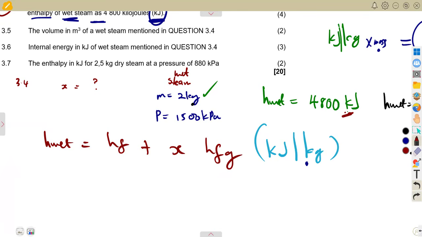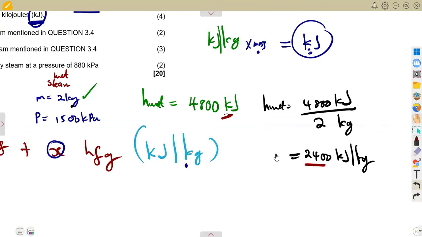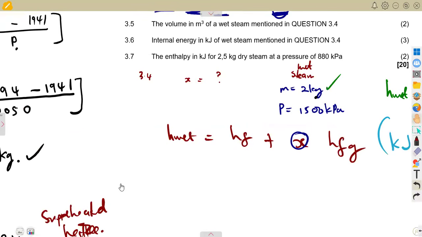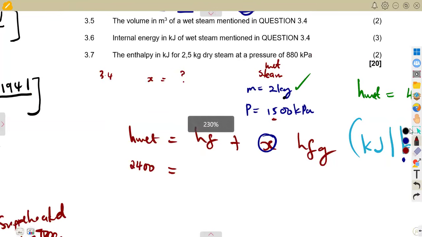If we're to use the mass, let me finish this one. So we're going to make X the subject. Remember, we need X then. So to make X the subject, we are going to substitute, we're going to transpose, or you can substitute everything. That one is up to you. You can substitute our H weight now in kilojoules per kilogram. Our H weight is what? 2,400. So this will be 2,400 equal to HF. So what we need now is HF. From where? Definitely we've got the pressure there. So we're going to use this pressure at 1,500.